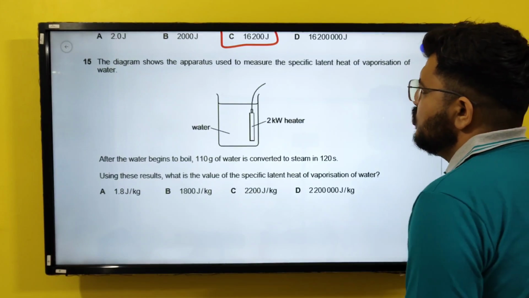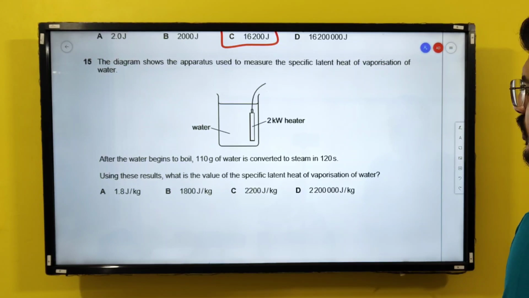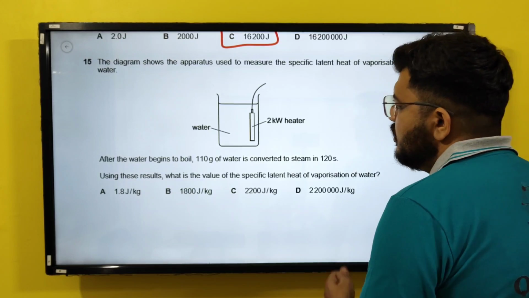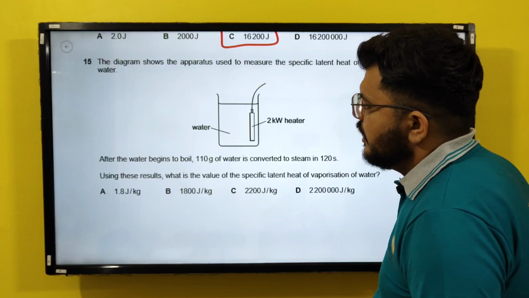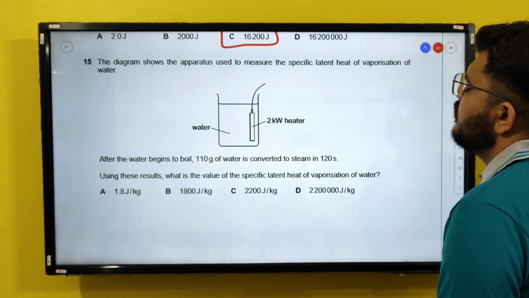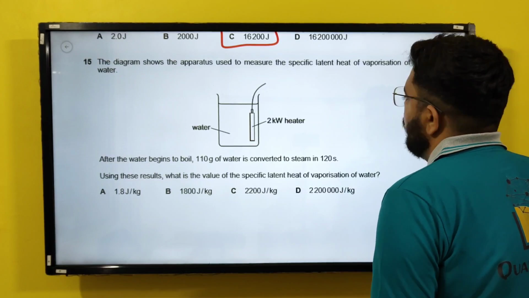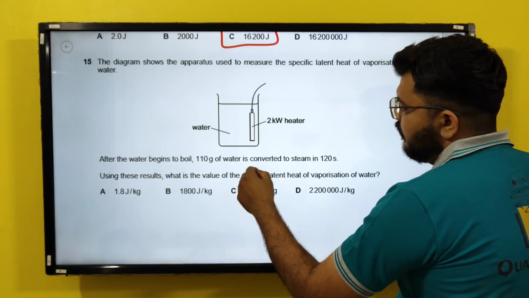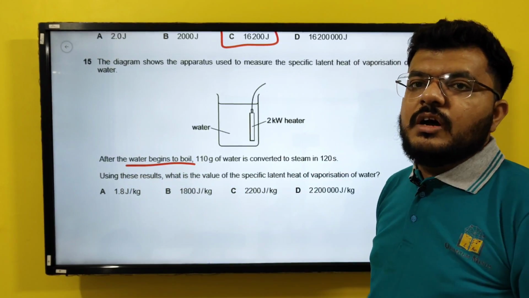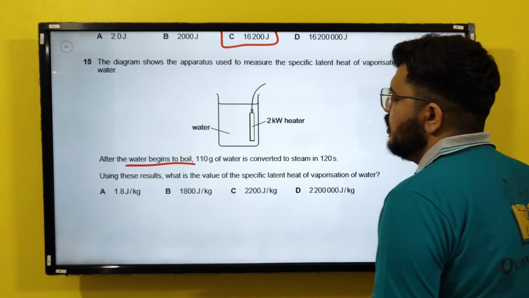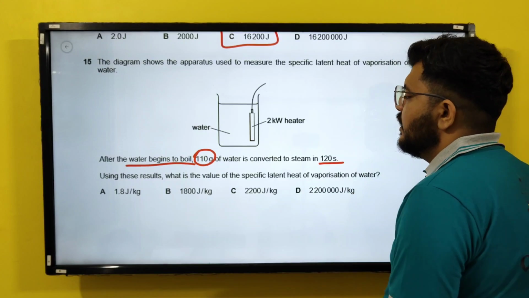Next question. The diagram shows the apparatus used to measure the specific latent heat of vaporization of water. After the water begins to boil, 110 gram of water is converted to steam in 120 seconds. Using these results, what is the value of specific latent heat of vaporization of water? So let's see what happened after it reached 100 degrees, right? This is what it means after water begins to boil. So after it reached 100 degrees Celsius, 110 gram of water boiled to steam in 120 seconds.